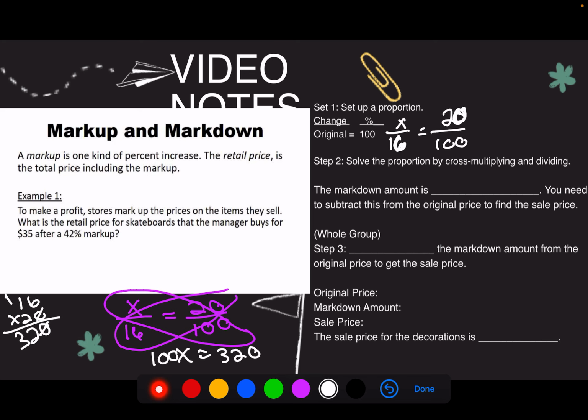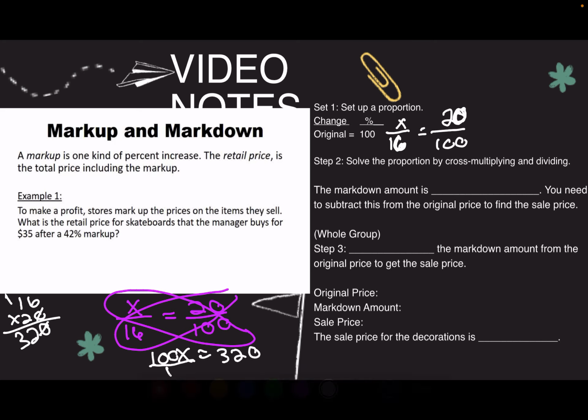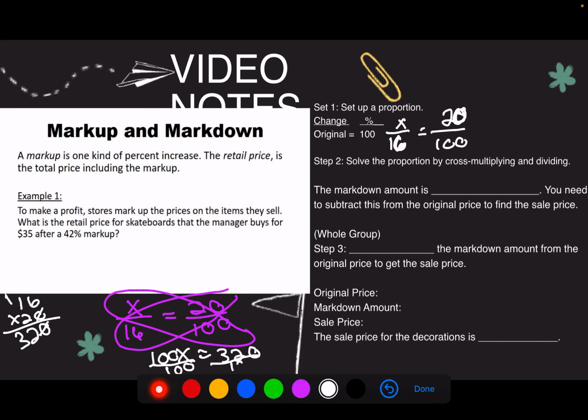Now we're going to go ahead and divide, right? Because it says cross multiply and divide. So we're going to divide by 100. And what you do to one side, you do to the other. So x equals, remember when we're dividing by 100, that's as easy as moving our decimal in 2 times. So our answer is 3.20. That means our markdown is $3.20.